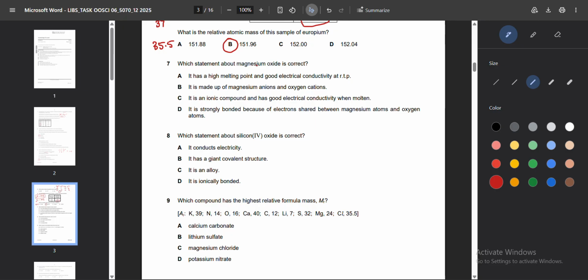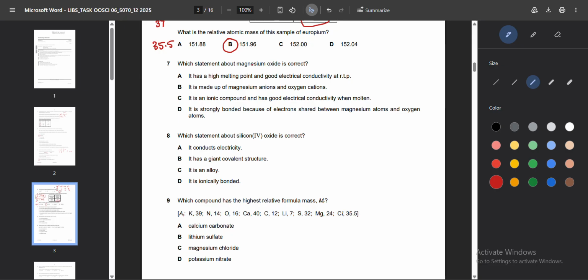Which statement about magnesium oxide is correct? First is that it has high melting point and good electrical conductivity at room temperature pressure. Okay. Next is that it is made up of magnesium anions and oxygen cations. Then C is that it is an ionic compound. Yes, it is an ionic compound.